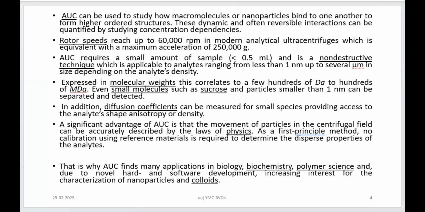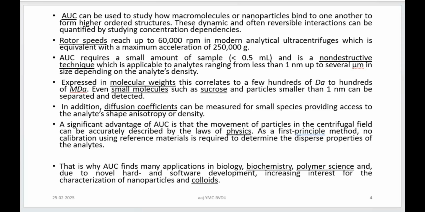So 60,000 RPM and above is going to be the speed, which is going to be equivalent to 250,000 G, RCF and RPM. Now you know about it. So maximum acceleration up to 250,000 G when you are applying the rotor for analytical ultracentrifuge. It is a non-destructive method. Your molecule is not processed at all. There are no differences or no degradation, no impairment to the structure and functionality of the molecule. So yes, it is a non-destructive method for analysis.